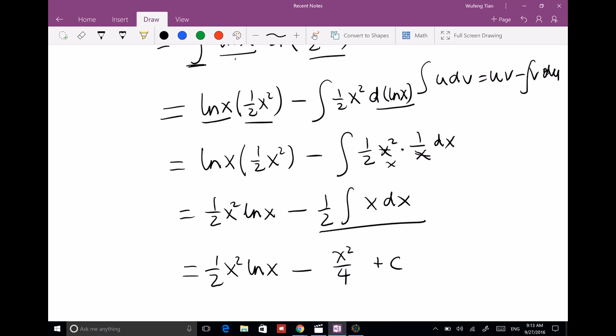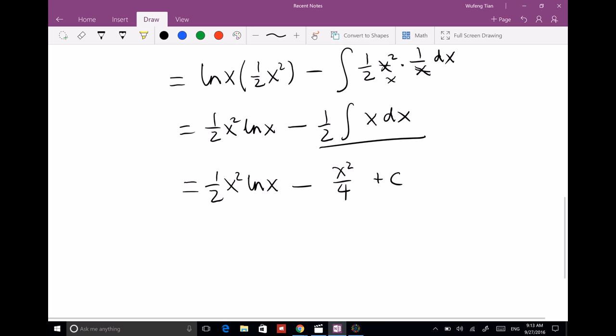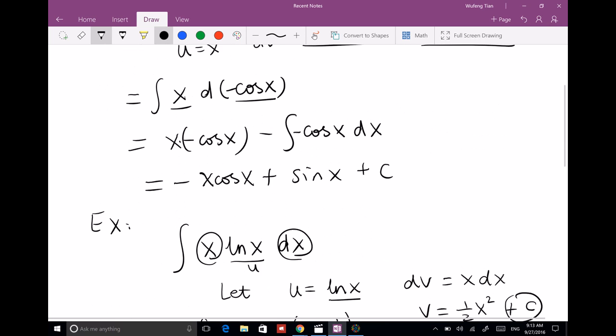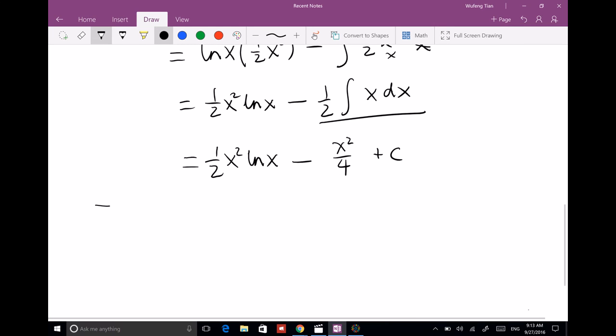Does it make sense, everyone? Okay, I'll write one more example. I'll write an example and let you practice by yourself. For the next example, I want you to practice one, make sure you understand it. So if you have the integral of x e to the negative 2x dx, can you practice this one?